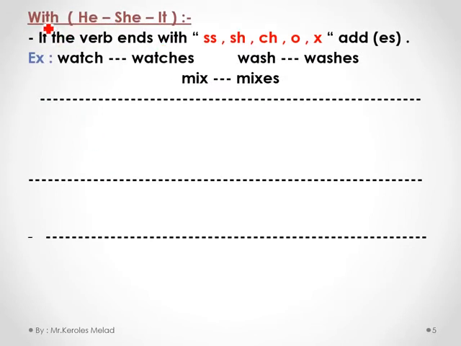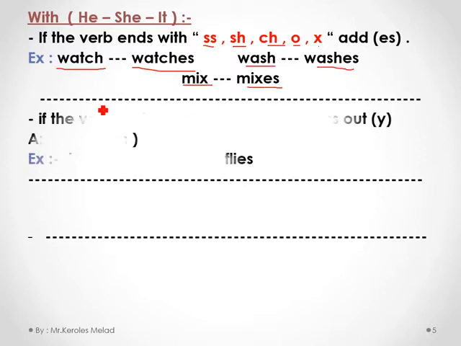Listen carefully to this point. With he and she and it, if the verb ends with ss, sh, ch, or x, we add es. For example, watch will be watches, wash will be washes, mix will be mixes.